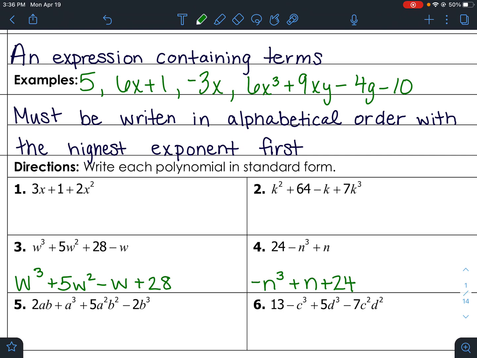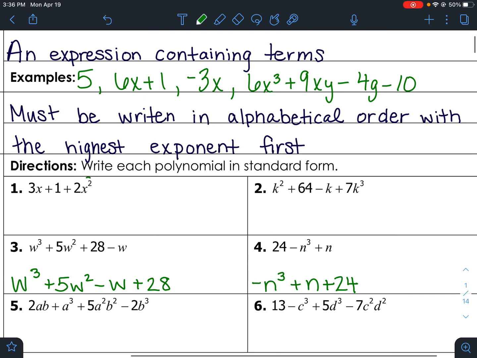In this first example, you see we only have x's. So now we're going to look at which exponent is the highest. Here this has an exponent of 2. If there is no exponent, it's a 1. And if there is no variable, it's a 0. So let's go ahead and do this from biggest to smallest. Obviously the 2 is the biggest exponent, so that gives me 2x squared. Then I move to my x that has an exponent of 1, plus 3x. And then my exponent that has a 0, plus 1.